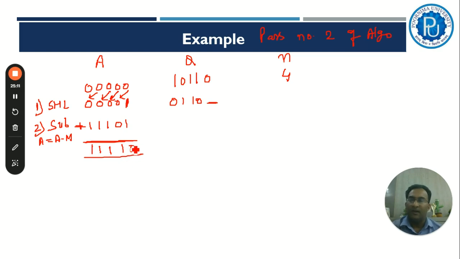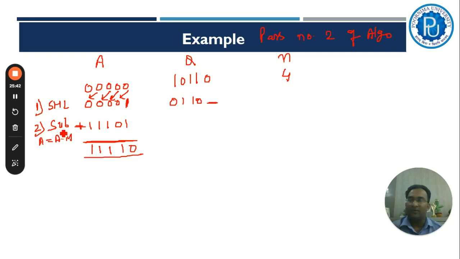Again, I am repeating all the steps. In pass number 2, the accumulator holds 0, Q is holding 1, 0, 1, 1, 0, and the value of N is 4. The first step in this pass is the shift left operation. A and Q will be shifted left. After the shift left operation, the value of A is 0, 0, 0, 0, 1, because this one has been shifted over here. Q is 0, 1, 1, 0, and its LSB is left blank.